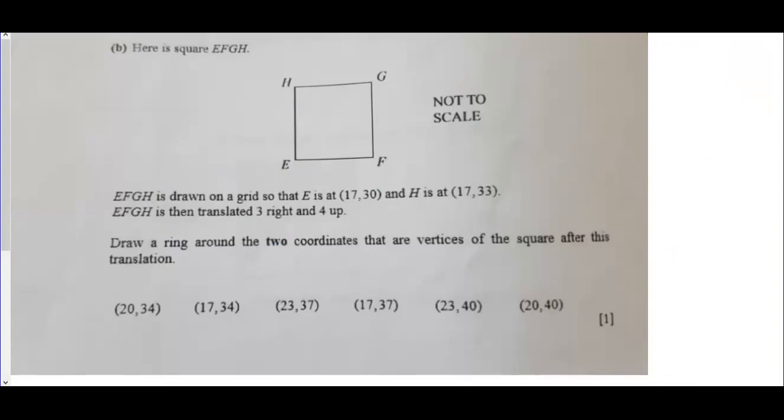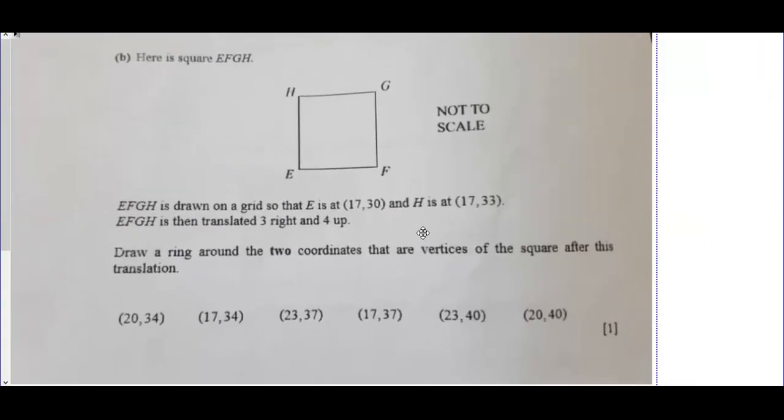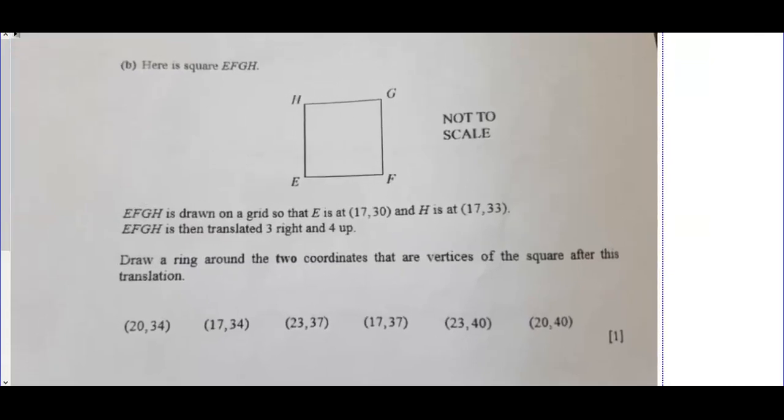All right, now this question says, here is a square. Let us try to do this question here. Here is a square, EFGH. So we have this square here, EFGH. This is our square, okay?